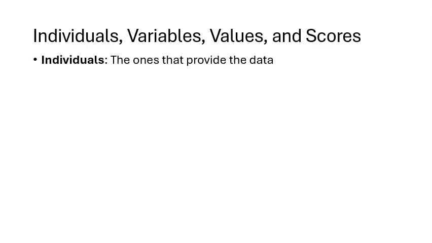So let's go over some key terms that we'll be using a lot: individuals, variables, values, and scores. So individuals are the ones that are providing the data. And so in psychology, these are often people. But they don't have to be people.